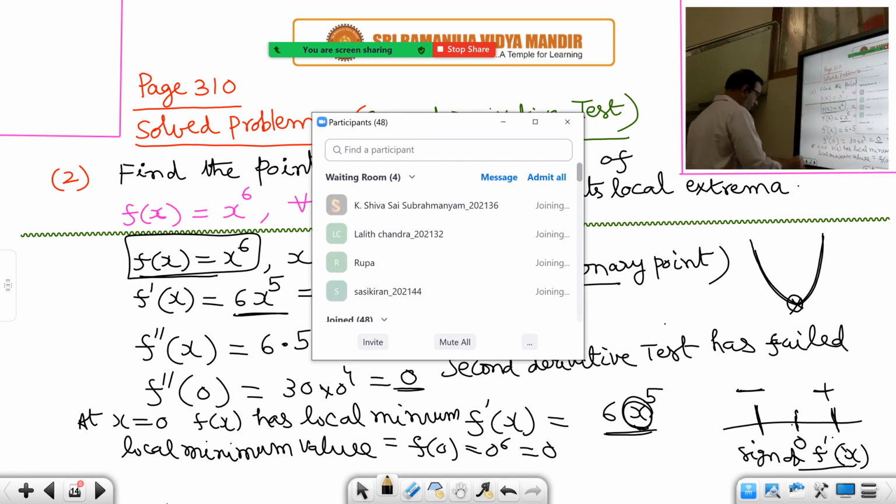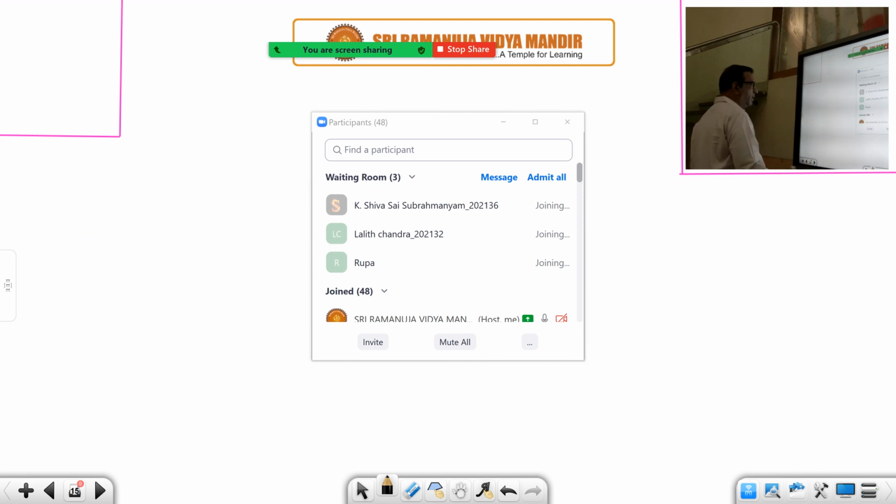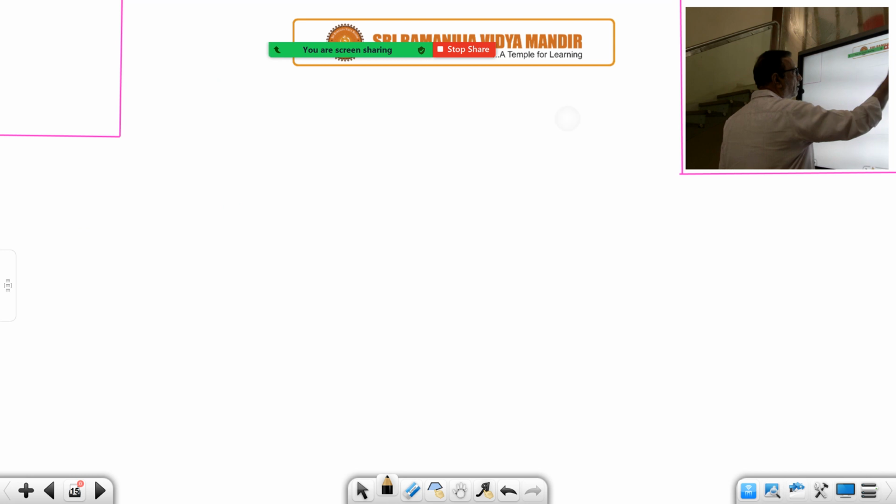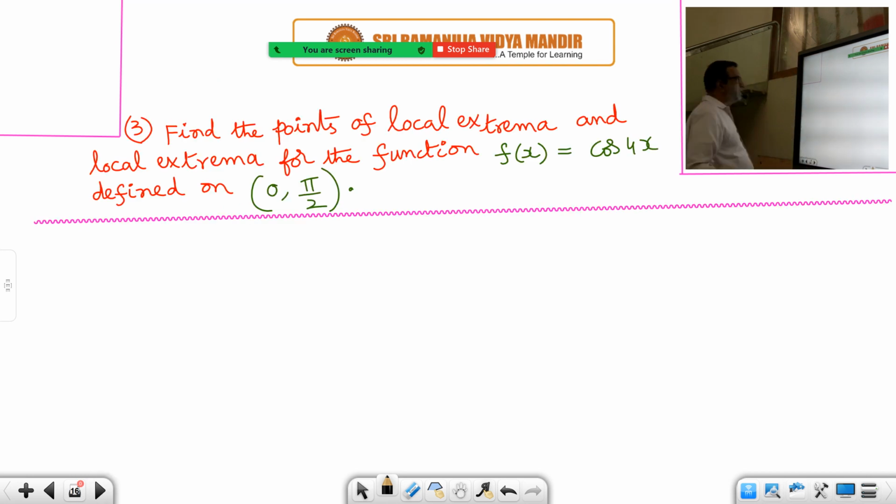So still people are joining. Next page is blank. Okay, I'll go to the next page.